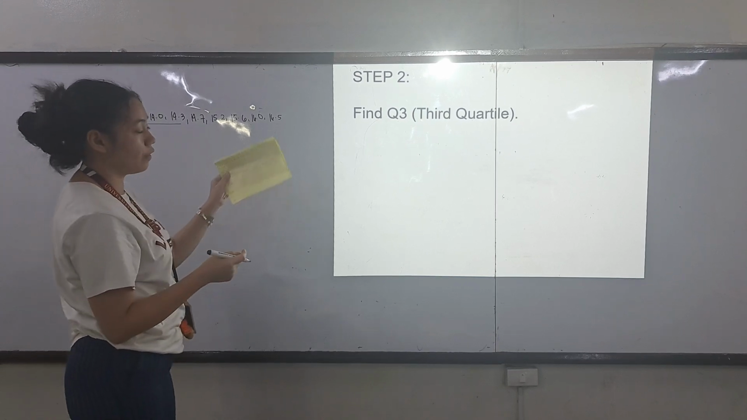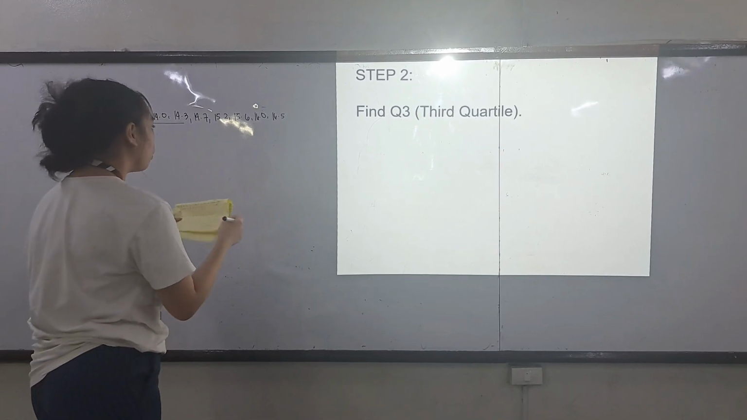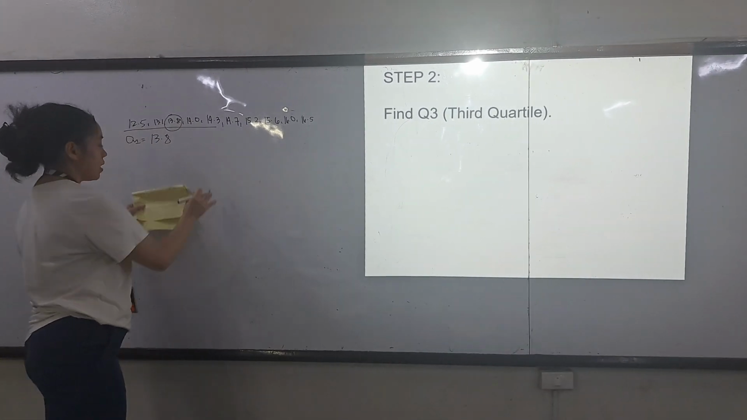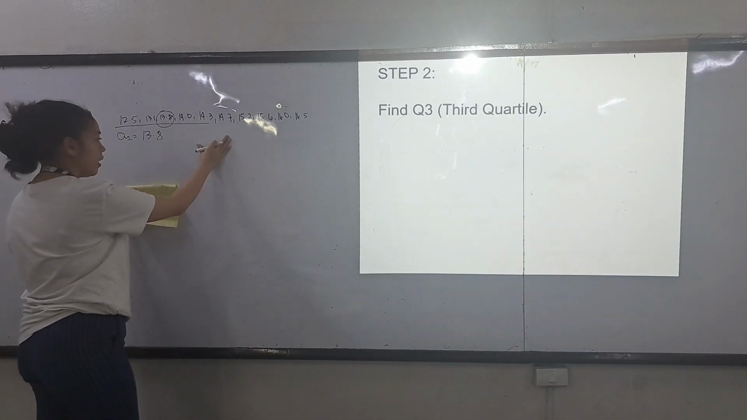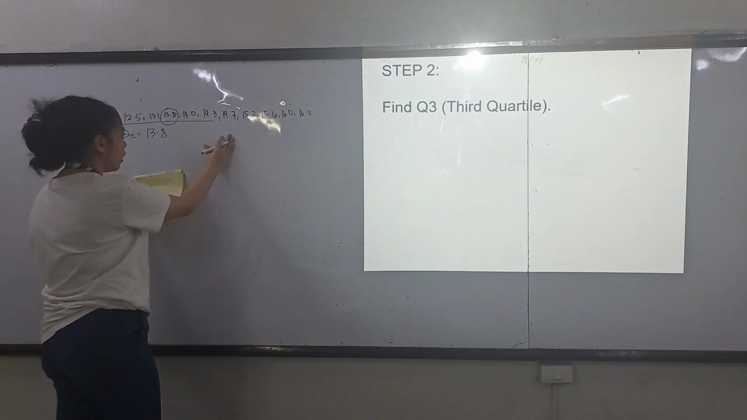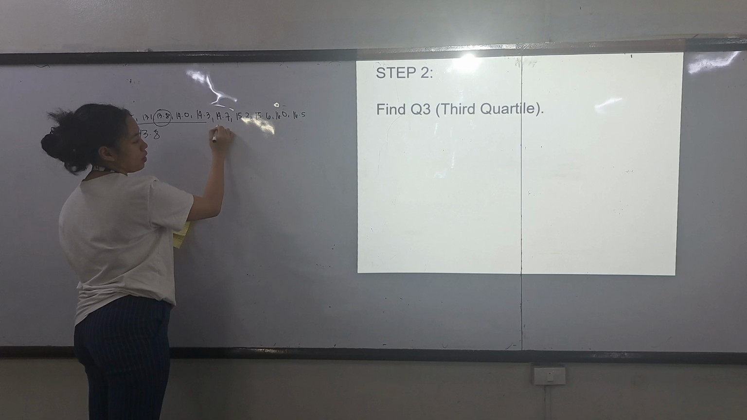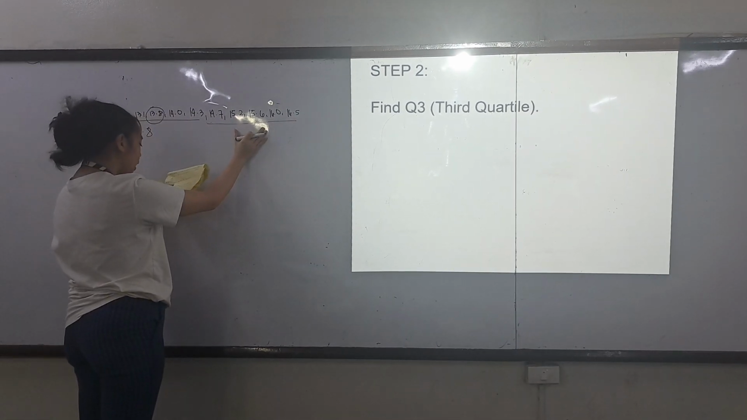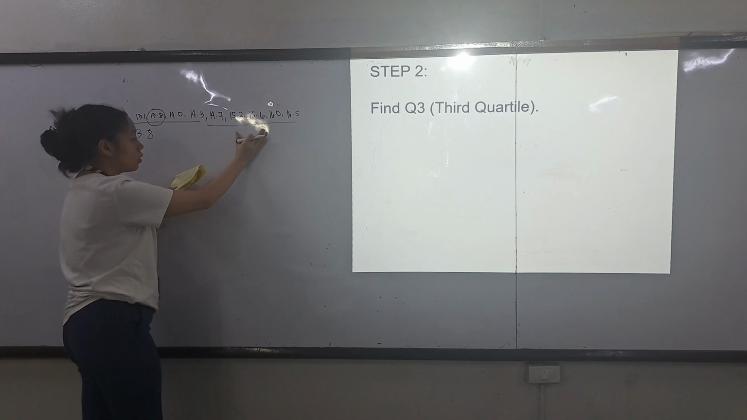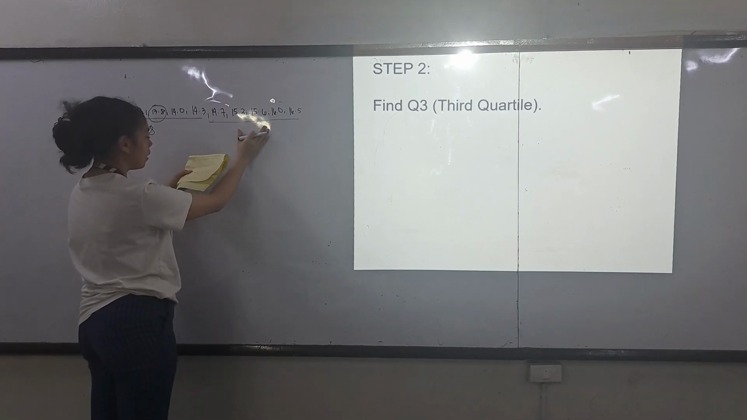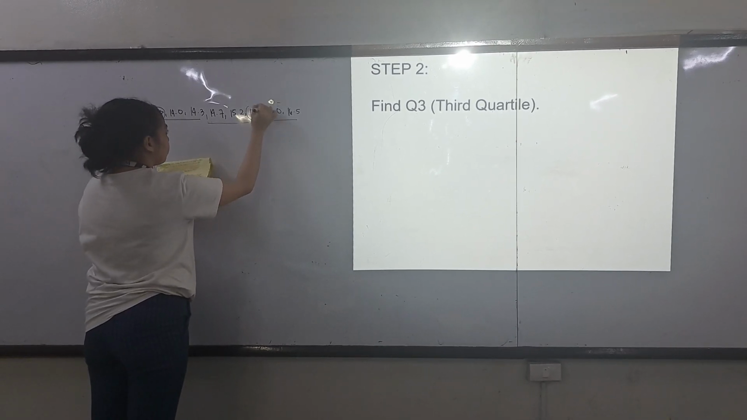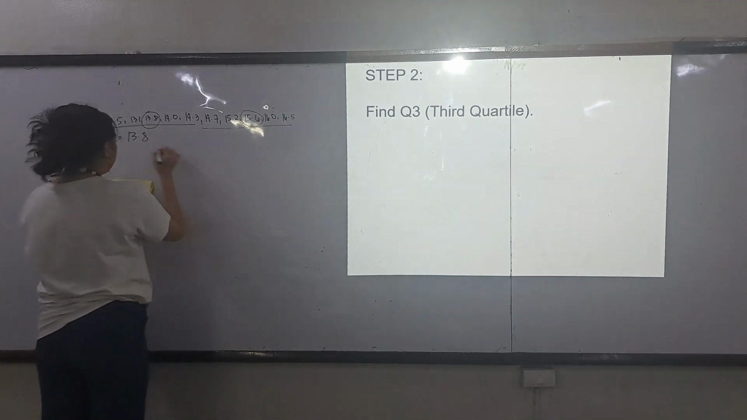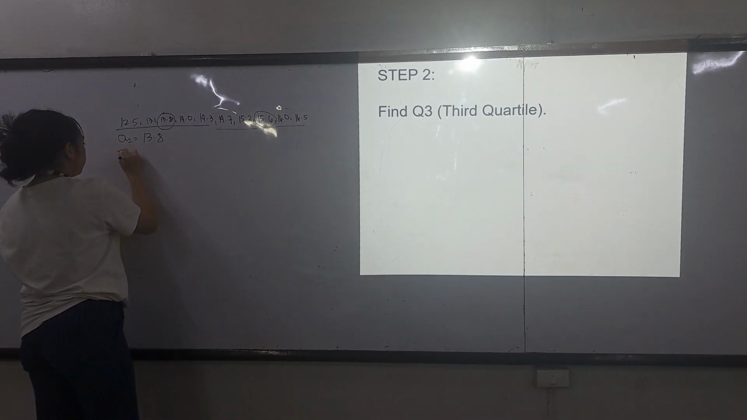Next, we need to find the third quartile. The third quartile is the median of the upper half of the data set. It goes from 14.7 up until 16.5. We just need to get the value of the median, which is 15.6. So that would be our third quartile.